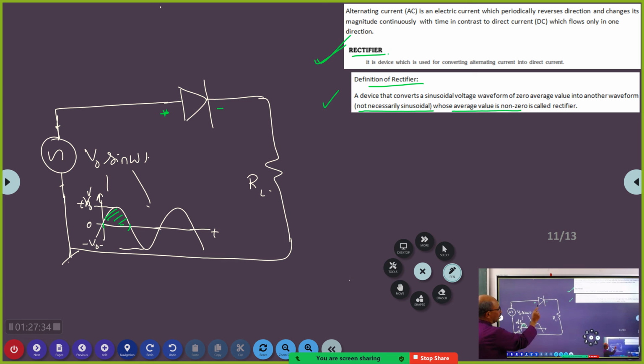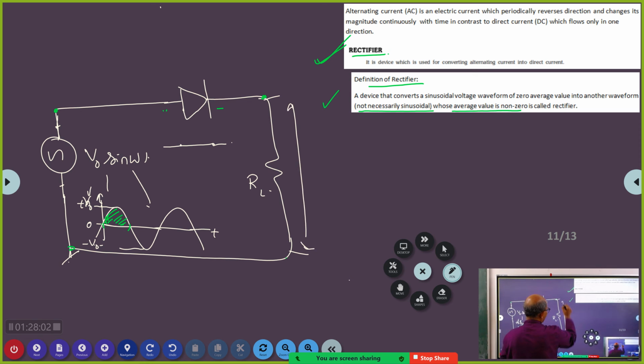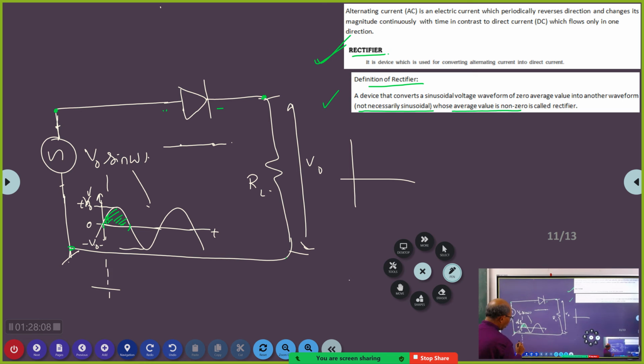So therefore, this diode will be on. Forward bias. This diode will be on during this interval because it is forward biased. So whatever is the voltage at this point, the same voltage will come here, and this is the common reference point. So therefore, this entire voltage waveform will come across this. Therefore, the voltage at the output for this input will be like this.